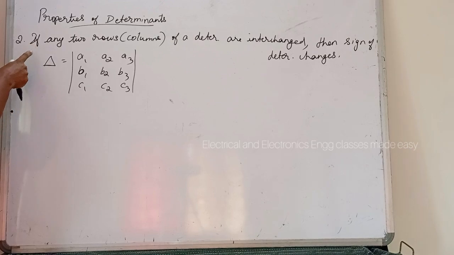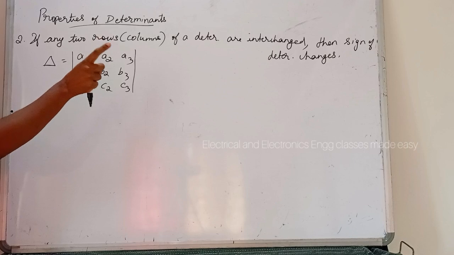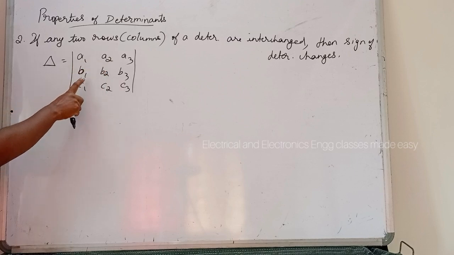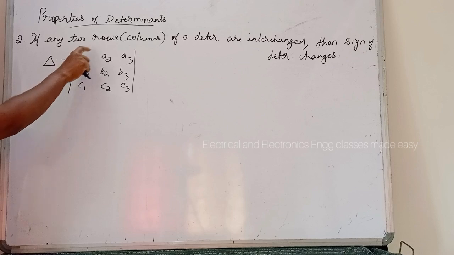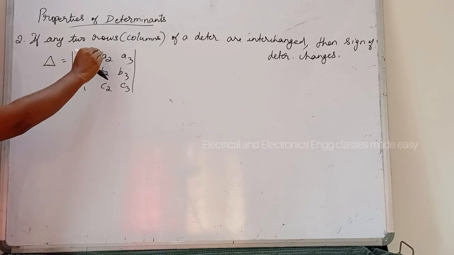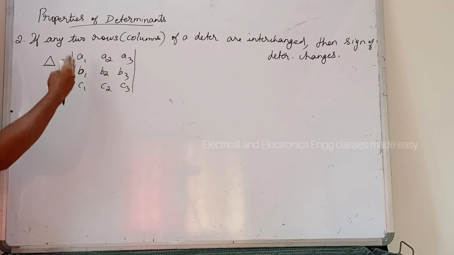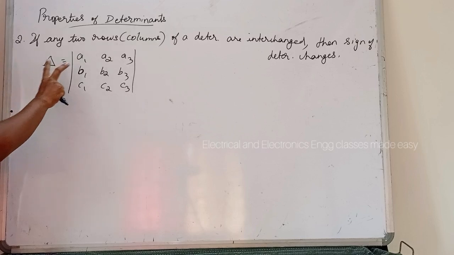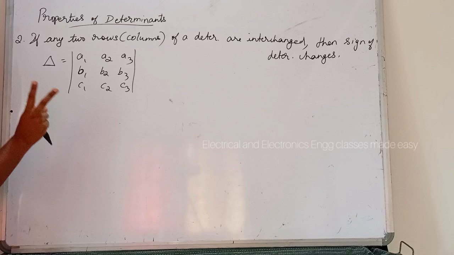Second property is if any two rows or columns of a determinant are interchanged, then sign of determinant changes. Like delta is equal to determinant of A1, A2, A3, B1, B2, B3, then C1, C2, C3. If we interchange any two rows or any two columns, then the sign of that determinant changes, not the value, only the sign changes.